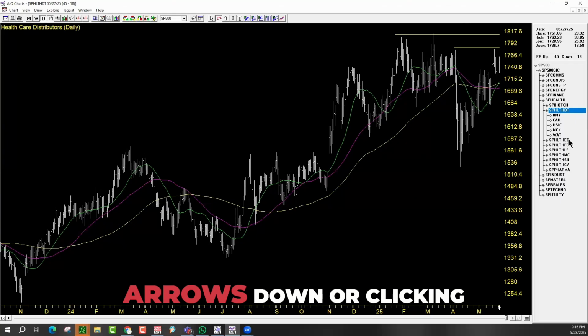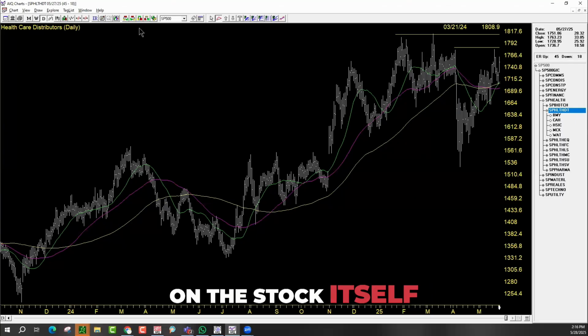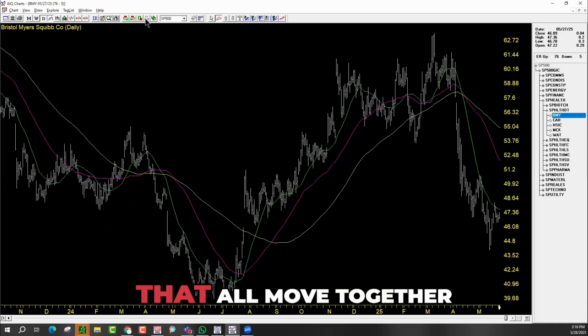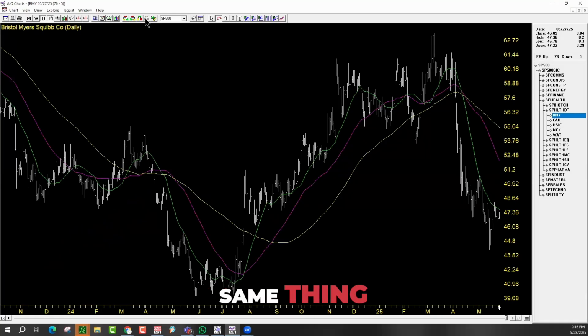And we can go down by either using the arrows down or clicking on the stock itself. What I'm going to do is just use the arrow and take me down to the first stock. And remember, sectors are made of groups that have got leaders and laggards and those that all move together. Within a group itself, the stocks are the same thing. You have leaders and you have laggards and you have those that are outliers.